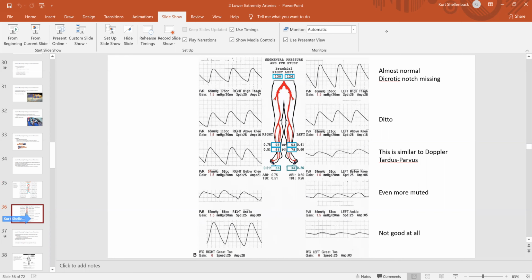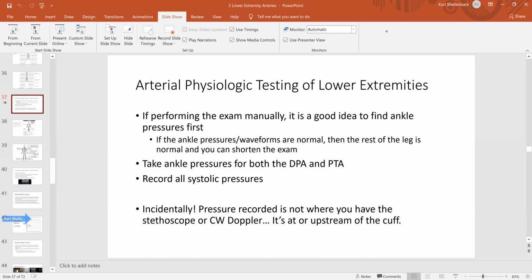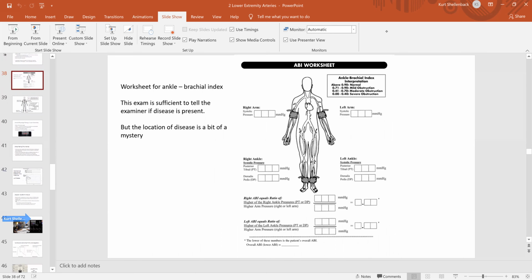The big, let's see, right ankle, left ankle. I'm really not sure why the right great toe has a larger waveform. Okay, lower extremity: when performing the exam, it's a good idea to find the ankle pressures first. Incidentally, the pressure recorded is not where you have the stethoscope or Doppler, it's at the cuff. So the pressure measured is always under the cuff, no matter where you actually take it.